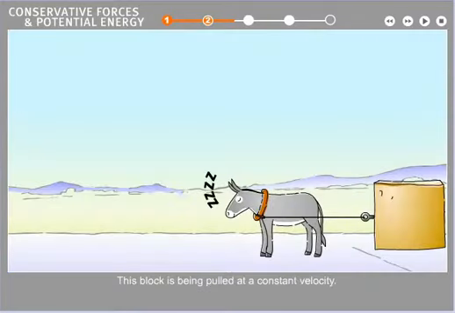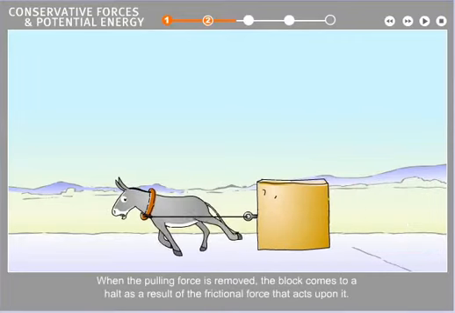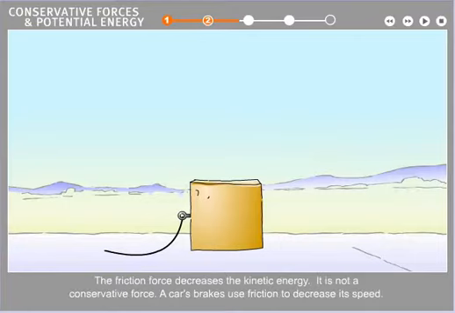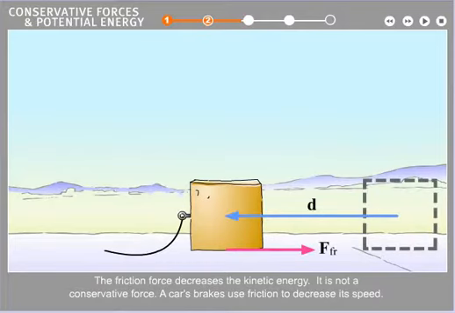This block is being pulled at a constant velocity. When the pulling force is removed, the block comes to a halt as a result of the frictional force that acts upon it. The frictional force decreases the kinetic energy. It is not a conservative force. A car's brakes use friction to decrease its speed.